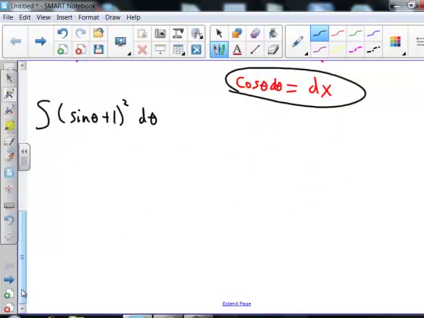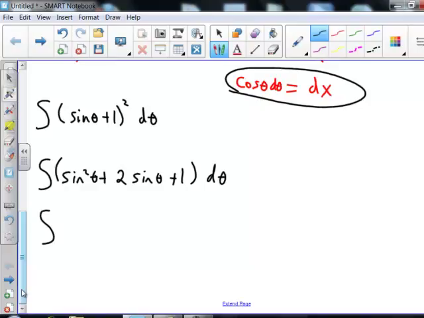So, got to multiply this out. So this becomes the integral of sine squared theta plus 2 sine theta plus 1, all that d theta. Now, I'm going to have to use something that you talk about prior to talking about trig substitution.